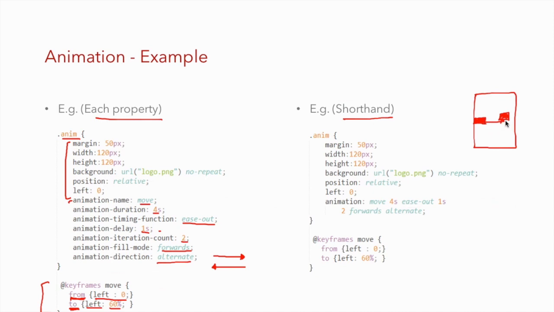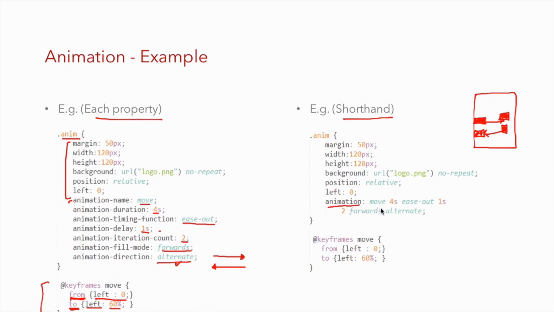This will be animated for 4 seconds, and then once the first part is complete it will be repeated, and from this location it will animate back to its original position. The reason is we have written animation direction as alternate. And this can be written simply in one line. So this is the animation property.